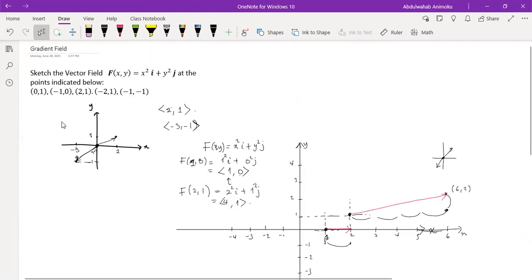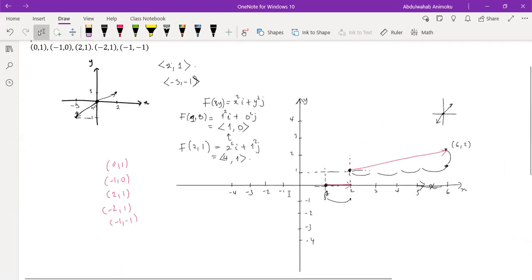So we are looking at 0, 1, minus 1, 0, 2, 1, minus 2, 1, and then minus 1, minus 1. So let's quickly finish the problem here. I think we haven't done 0, 1. So let's pick the point 0, 1. When X is 0, Y is 1. So this is 0, 1.